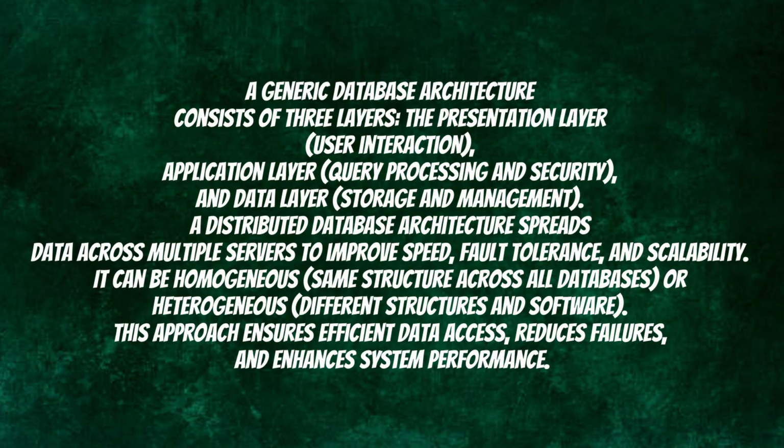Make a simple explanation for generic and distributed database architecture. A generic database architecture consists of three layers: the presentation layer, application layer, and data layer. A distributed database architecture spreads data across multiple servers to improve speed, fault tolerance, and scalability. It can be homogeneous or heterogeneous. This approach ensures efficient data access, reduces failures, and enhances system performance.